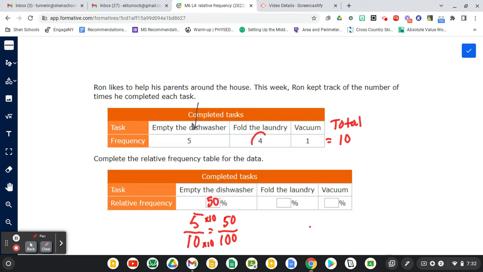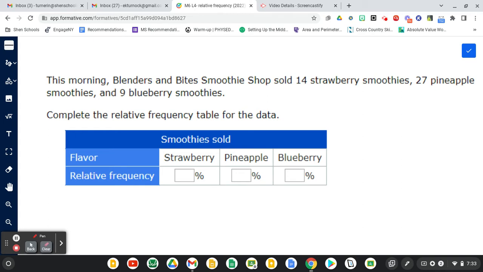Folding the laundry would be 4 out of 10, right? 4 times out of a total of 10. And I'm multiplying by 10 to get to a percent out of 100. So 4 times 10 gives me 40%. 40% of the time he did the laundry. And then the vacuuming would be 1 out of 10 times he did that. If I'm multiplying by 10 to get myself to 100, that leaves me at 10%, 10 out of 100. So 50% emptied the dishwasher, 40% of the chores he did was folding laundry, and 10% of the time he vacuumed.